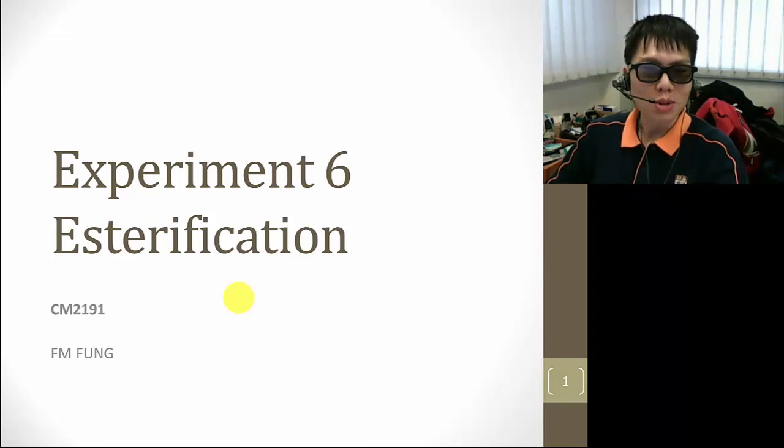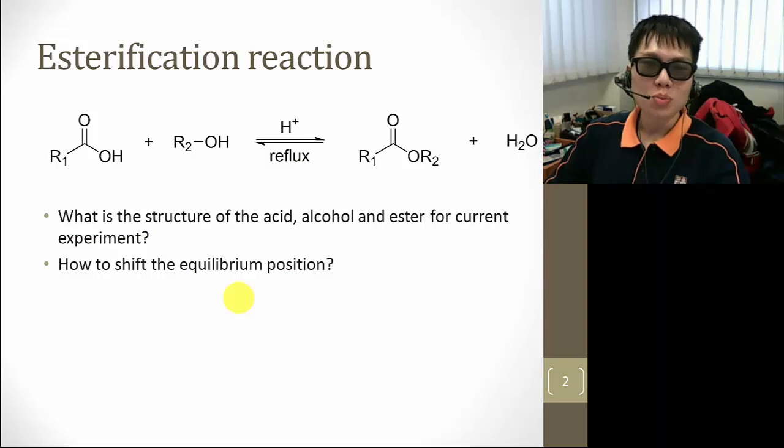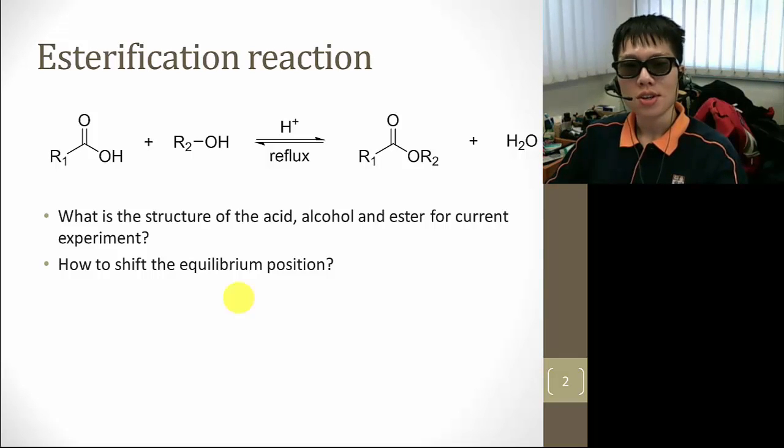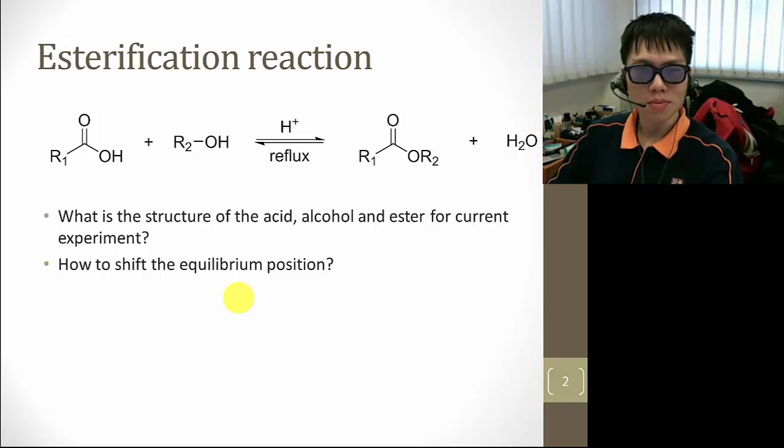Hi students, welcome to experiment 6, Esterification. In your experiment to make an ester, we will be using an alcohol and a carboxylic acid. Now when you see this equation here, you see that this occurs in a reversible manner. You have a double arrow and the reaction is always incomplete. So the product here includes the water and the esters.